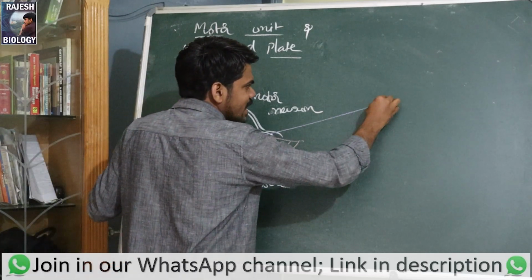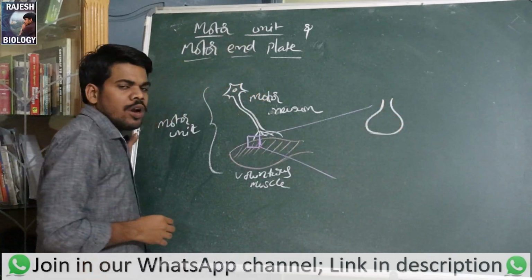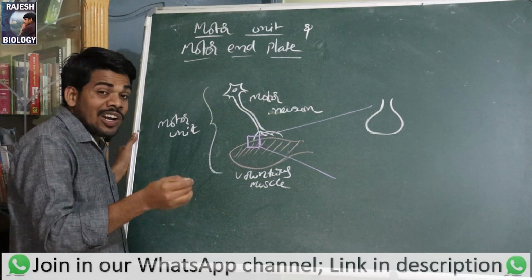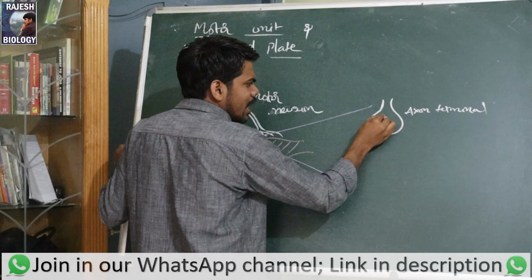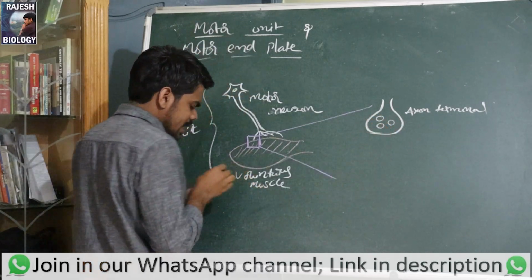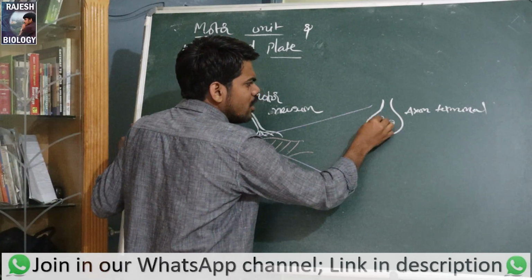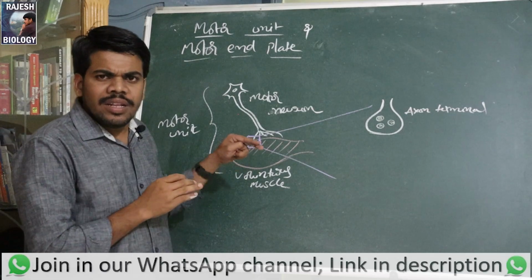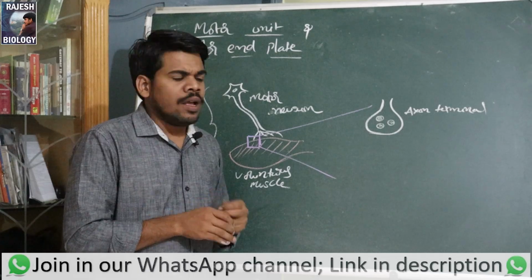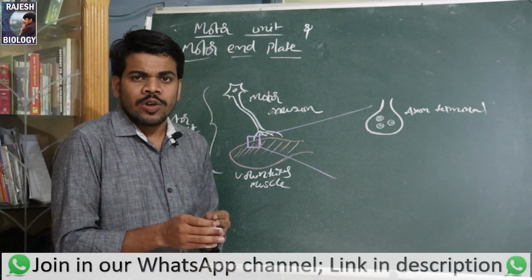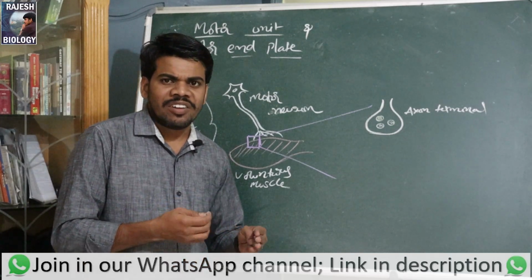It is the presynaptic membrane, the axon terminal of the motor neuron. You know already the axon terminal has synaptic vesicles, and synaptic vesicles contain neurotransmitters, some chemicals. Most of the time here it has acetylcholine. Acetylcholine is the neurotransmitter which stimulates skeletal muscles to contract.